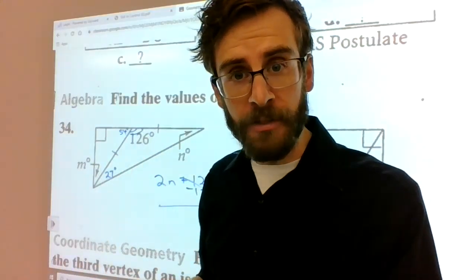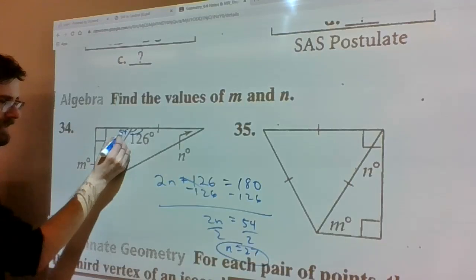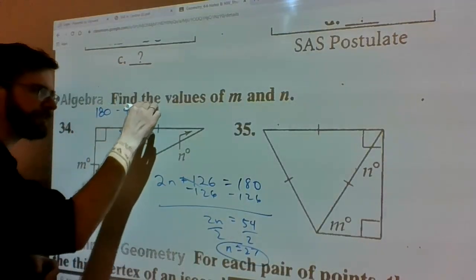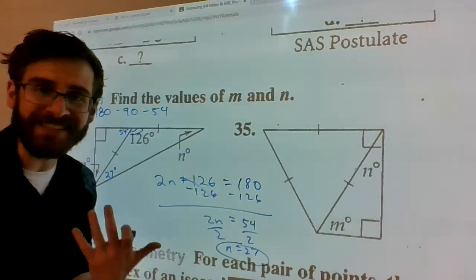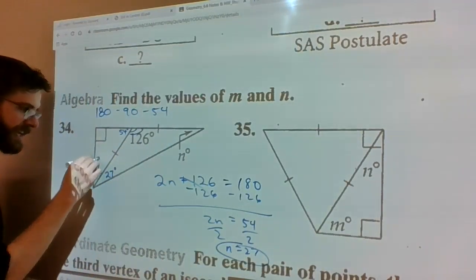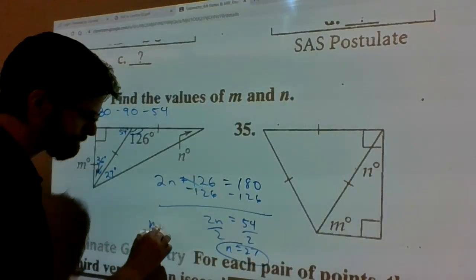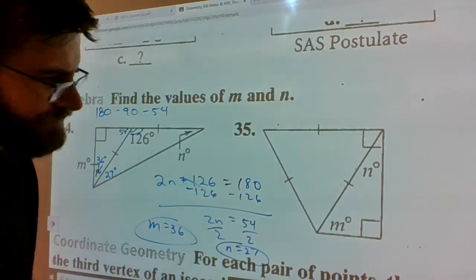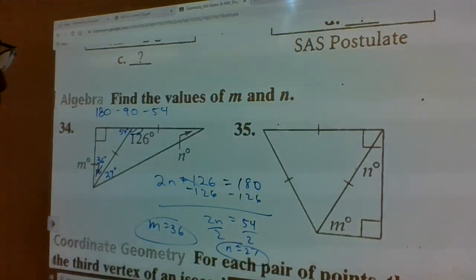Now we have 2 out of the 3 angles in a triangle. 54, 90. Take 180 minus 90 minus 54. Which, if you do those calculations, you get 36 degrees is going to be our last angle right here. So m equals 36. Kind of tricky, but not so much so.